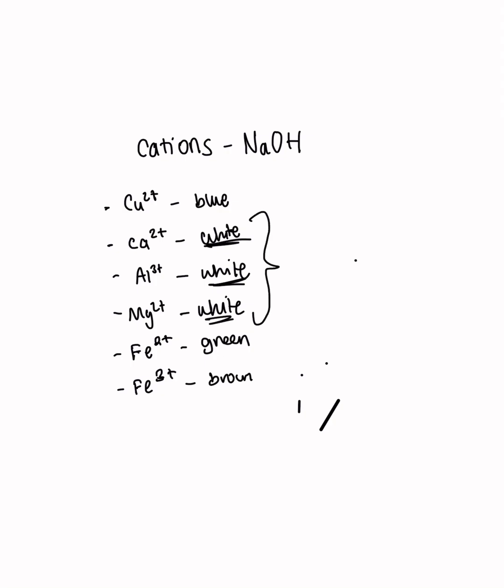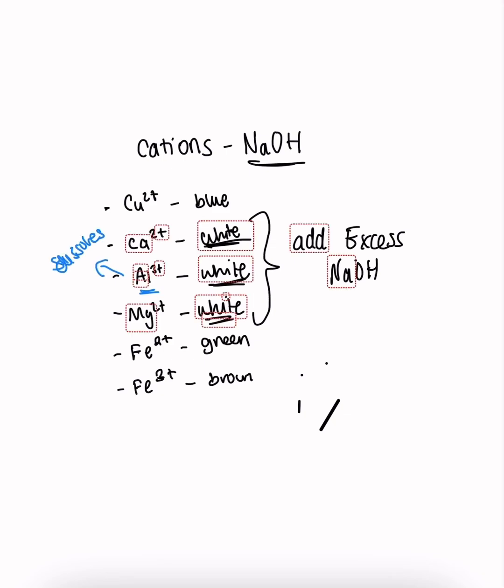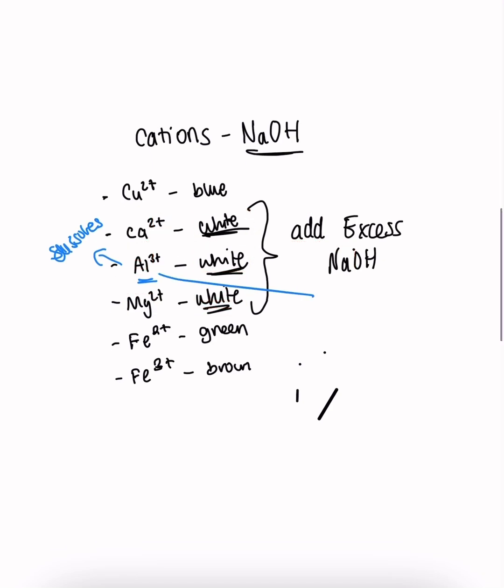So what we do is we add excess sodium hydroxide. So we're going to add the same solution, but we're just going to add it in excess. And adding it in excess, what happens is the aluminium ion dissolves. But the magnesium ions and the calcium ions do not dissolve. And that's how we can tell between them.